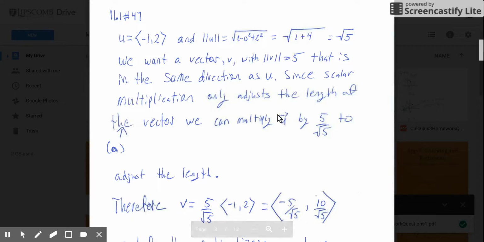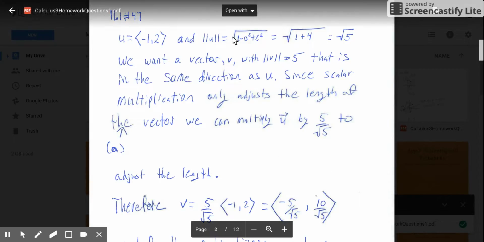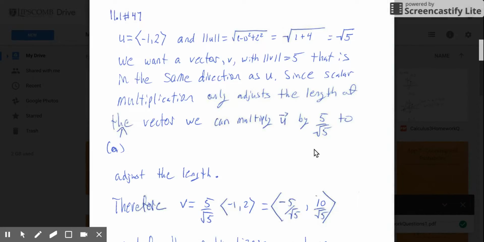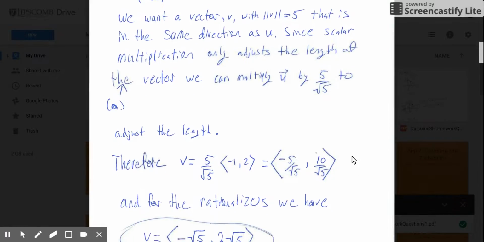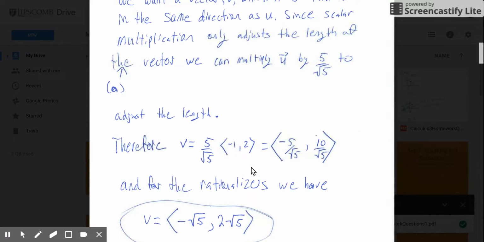Okay, number 47. Here we're asked to find a vector with a given magnitude and in the same direction as our vector u. So in this case, we're asked for the vector to have a magnitude of 5. And so the first thing that I did was I found the magnitude of our vector u, and then I knew that we could change it into a unit vector by multiplying by 1 over its magnitude. But I also knew that we wanted the final result to have a magnitude of 5.